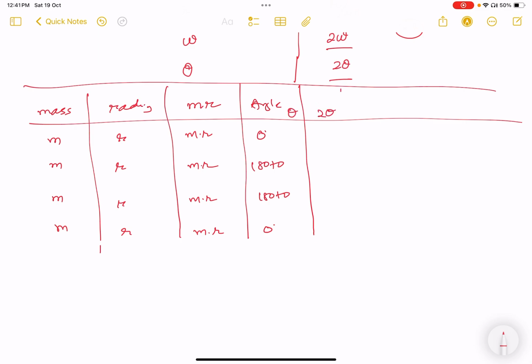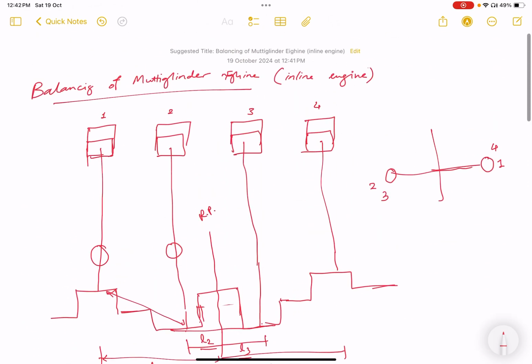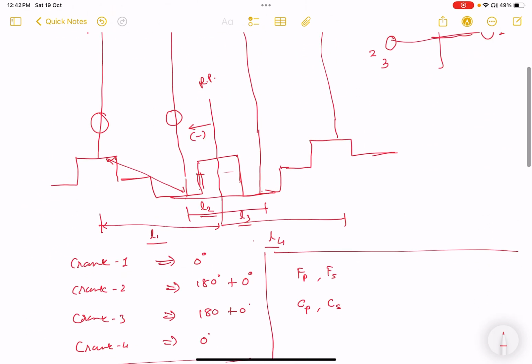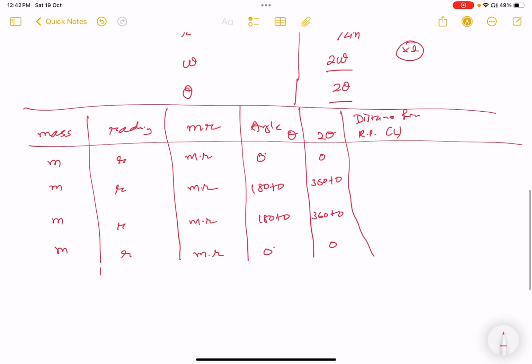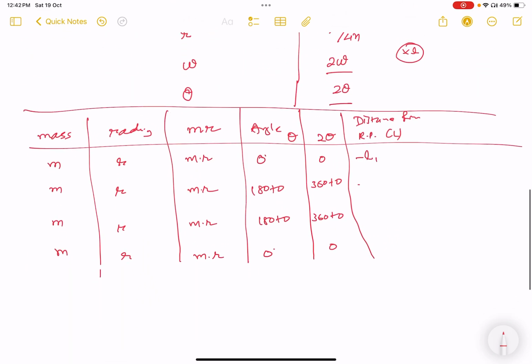Okay. So this is theta. What will be 2 theta? 2 theta will be 0, this will be 360 plus 0, this will be 360 plus 0, and this will be again 0. Then we have the distance from the reference plane, which we denote by L. The distance from the reference plane on the left side will be negative and on the right side will be positive. So L1 and L2 will be negative, L3 and L4 will be positive: minus L1, minus L2, plus L3, plus L4. And the m r L values will be minus m r L1, minus m r L2, plus m r L3, plus m r L4.